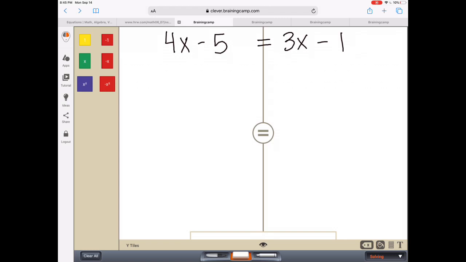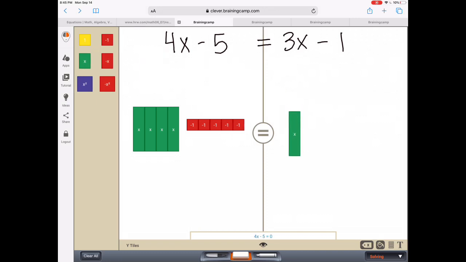All right, so I'm going to represent that with the tiles. 1, 2, 3, 4. All right, so I have my 4, and I can put those kind of like that. Minus 5, 1, 2, 3, 4, 5. Okay, now to the right side, 3x, and again, I'm using the green x's because the 3 is positive. All right, minus 1, so I'm going to represent that with that -1 tile.